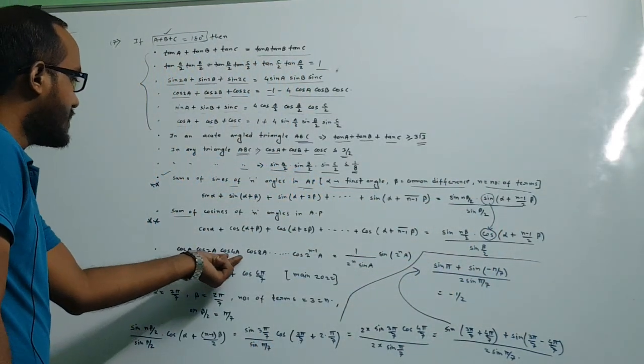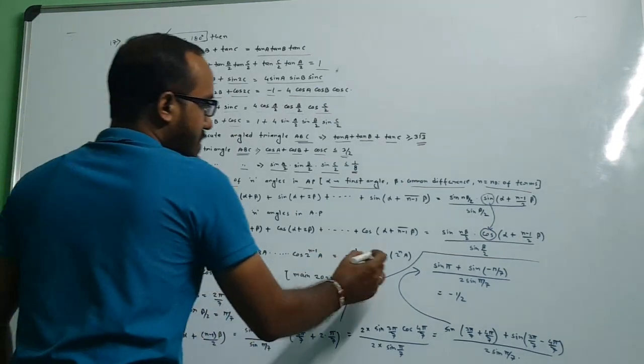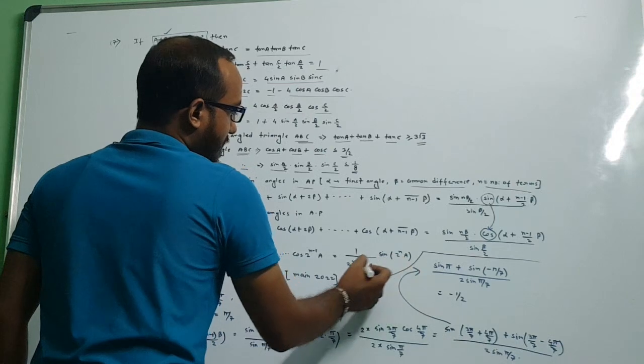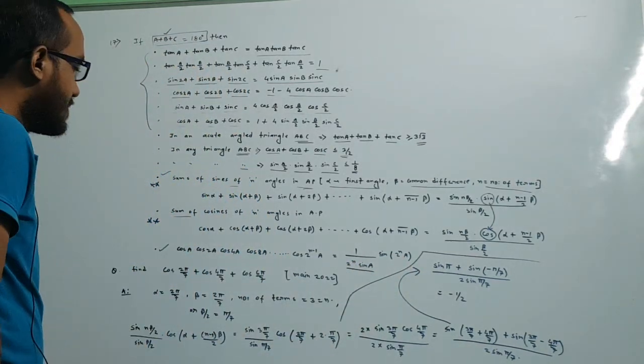Cos A, cos 2A, cos 4A, cos 8A, up to cos 2 to the power n minus 1 A is equal to sin of 2 to the power n A divided by 2 to the power n sin A. We have learned this in our board lectures, so you can see.